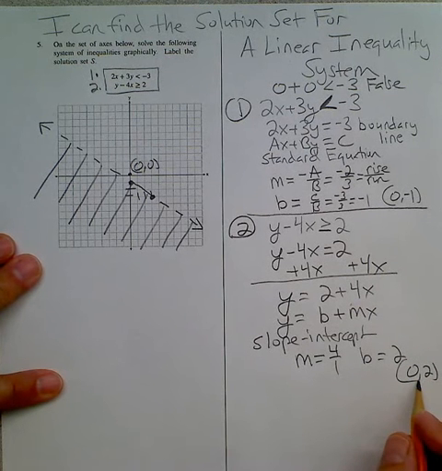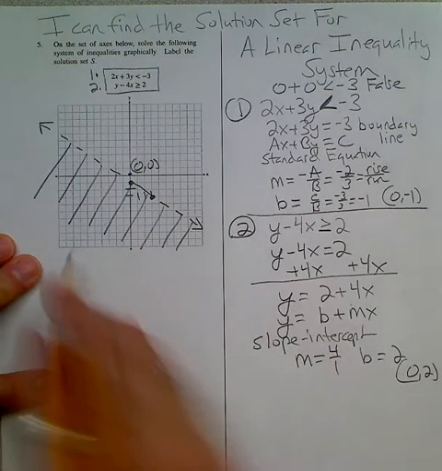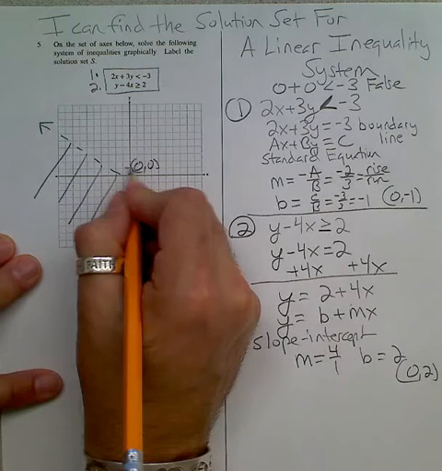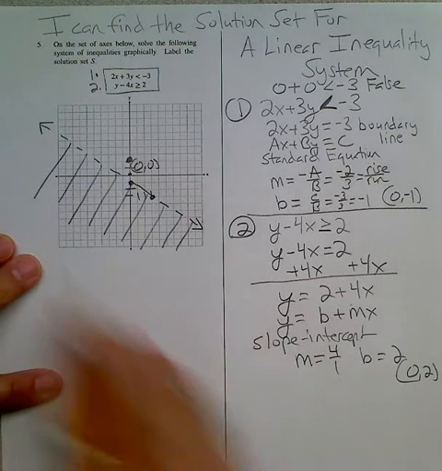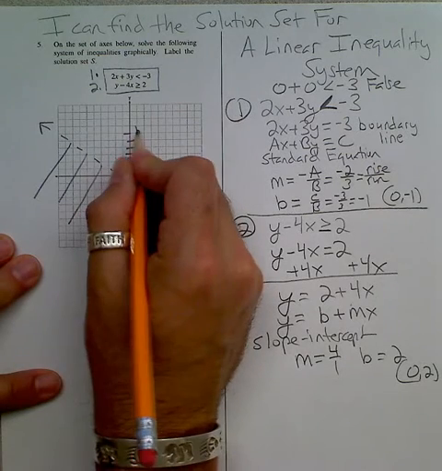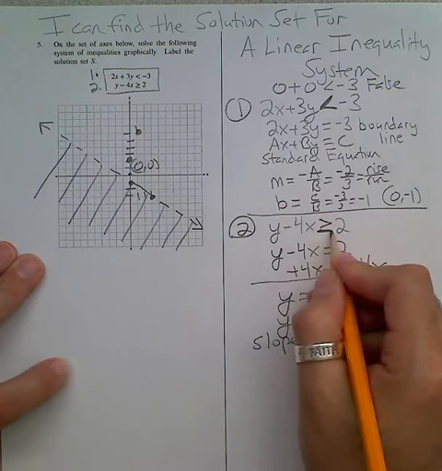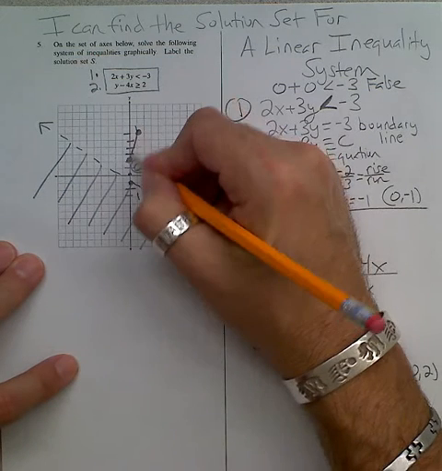So for our second line, we're going to graph this line using the slope and y-intercept. Y-intercept of 2 with a slope of 4, up 4 and over 1. Because this does have an equal bar in the inequality, this will be a solid line.